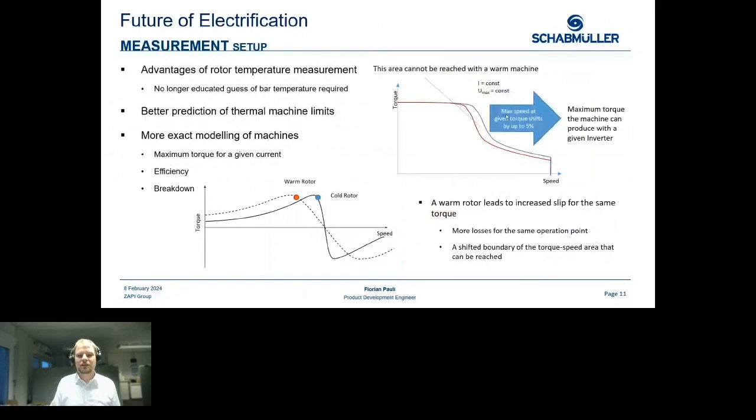So the advantages of the rotor temperature measurements are that we no longer need to take educated guesses on the bar temperature. This leads to a better prediction of the thermal machine limits, and it also leads to a better prediction of the machine's performance, considering efficiency, maximum torque for a given current, and breakdown behavior. Why does the rotor have an influence?